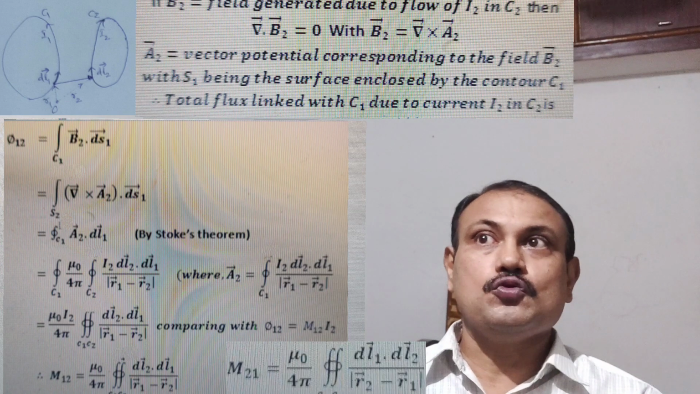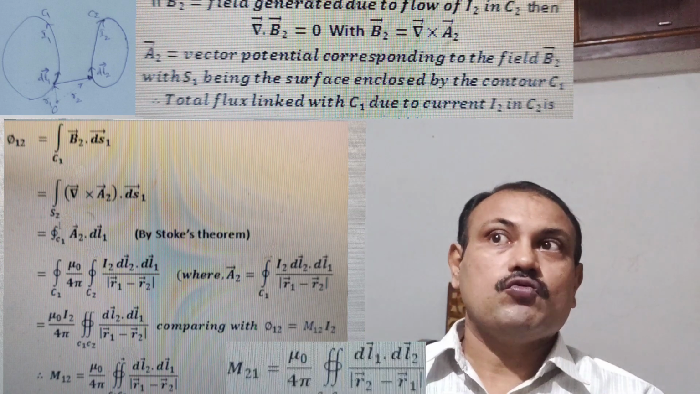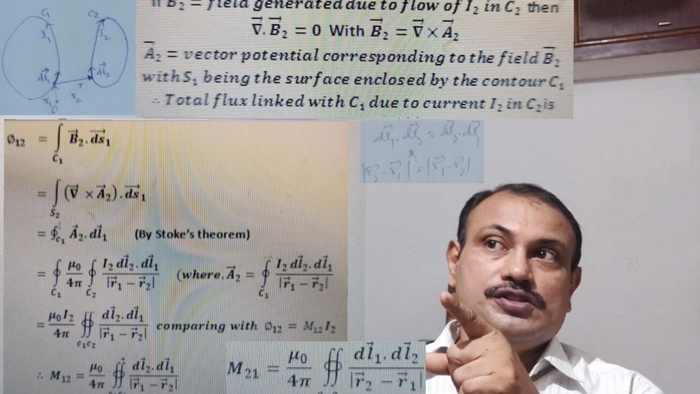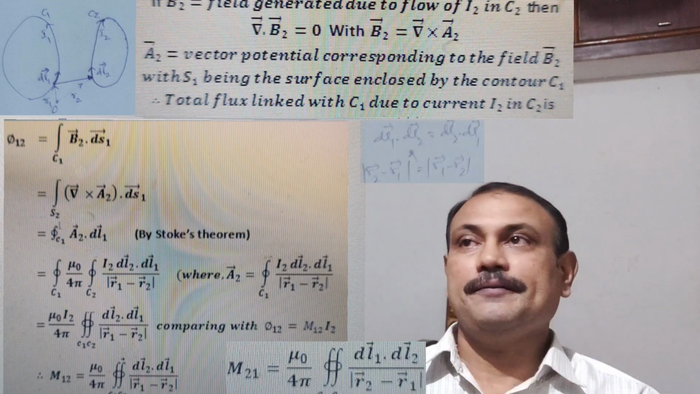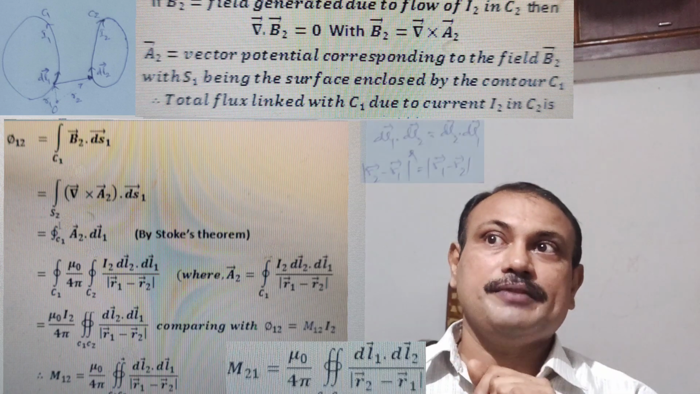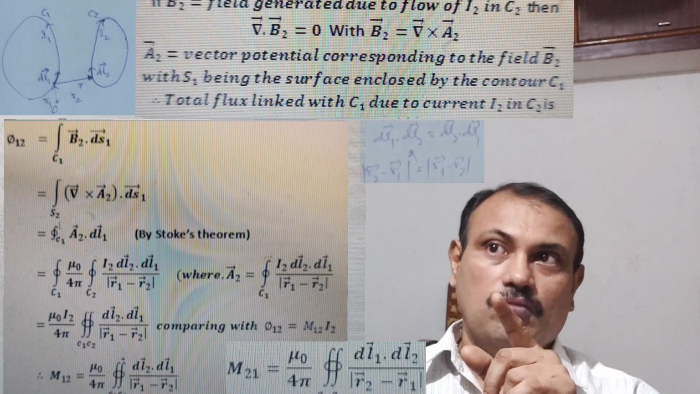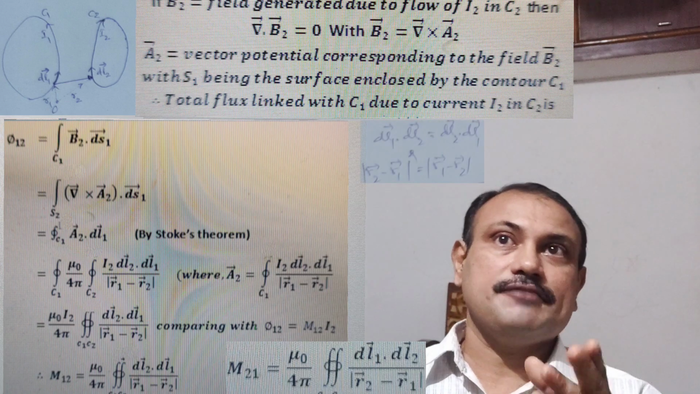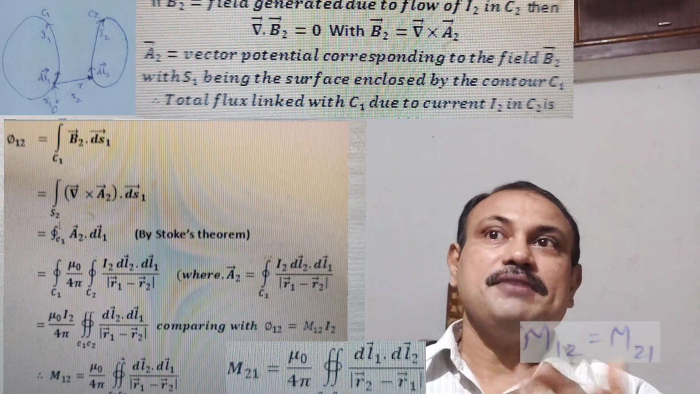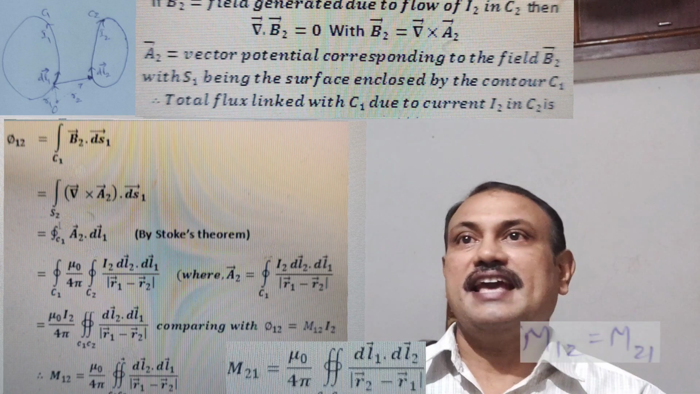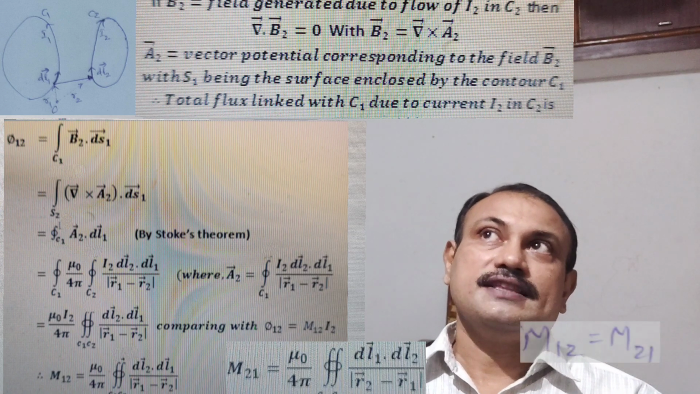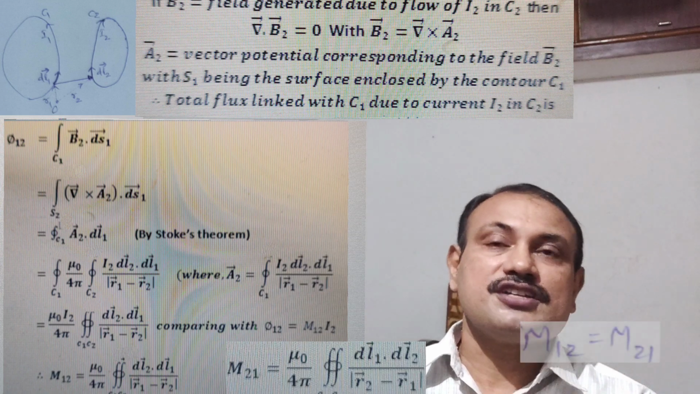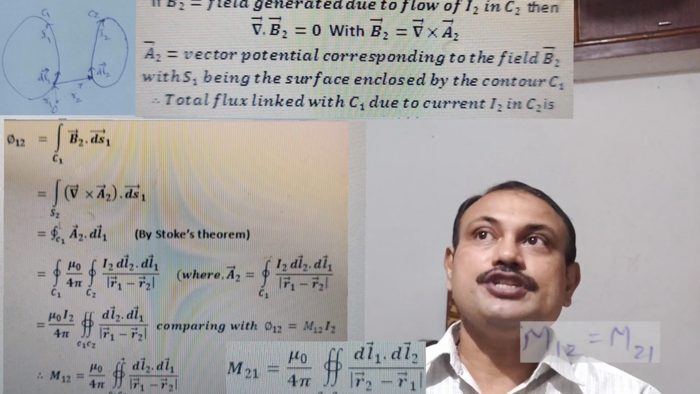Now if you compare these two, M21 and M12, subject to the condition to check that dl1 dot dl2 is the same as dl2 dot dl1, and modulus of R1 vector minus R2 vector is the same as modulus of R2 vector minus R1 vector. Therefore our M21 is the same as M12, which we say as M, the coefficient of mutual inductance, and hence it ensures that the mutual inductance between the two inductors remains the same. It is immaterial in which component the current is flowing in the primary to begin with.